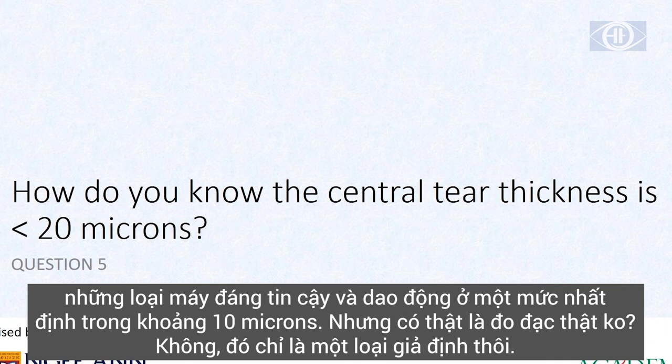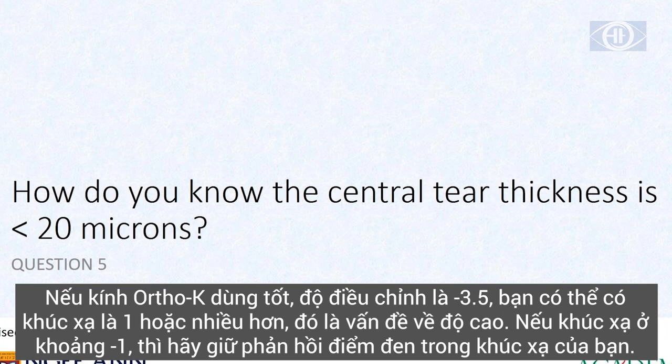But if the Ortho K lens is working, okay. That's why I said, if you have a correction above -3.5 and you end up with an overrefraction of one diopter or more, lower your height, because it is definitely a sagittal height problem. If you are around -1, please keep giving bullseye responses with your overrefraction. So this is, yeah.